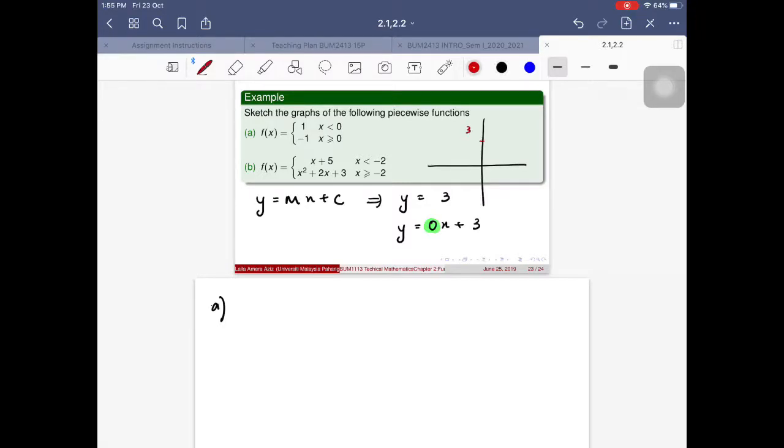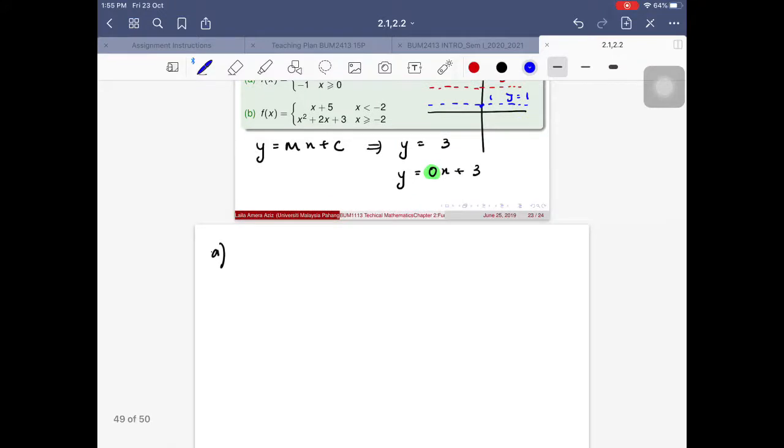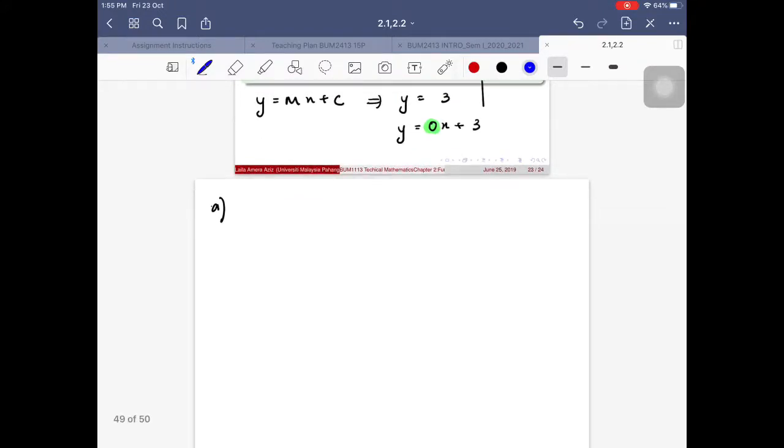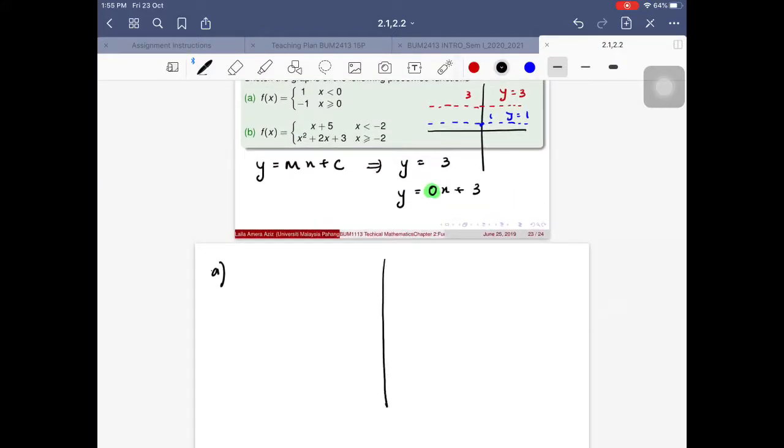Okay, let me show you. For example, this is going to be my axis. If I have, let's say, this is going to be number 3, so this is everywhere that is here. This is going to be the graph of y equals 3, because everywhere along this dotted line is going to be y equals 3. And if I wanted to sketch y equals 1, for example, this is going to be y equals 1. So it's going to be a horizontal line at the value of y equals 1. That is how you sketch the graph of a constant, because it's not going up, it's not going down, so it's going to be a horizontal line. Okay, now let's start sketching this.